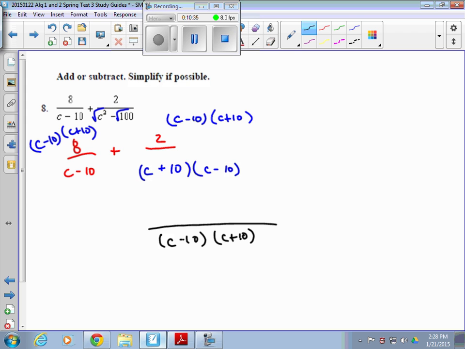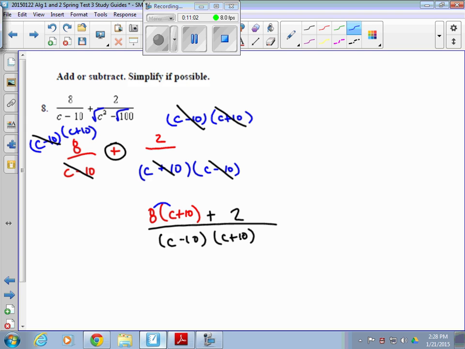We're going to cancel out. This one says c minus 10 is exactly the same as c minus 10. So we're left with in the first fraction is 8 times c plus 10. Then we have plus, eliminate what's the same on the other side. C minus 10 is exactly like c minus 10. C plus 10 is exactly like c plus 10. So what's left on the other side is 2.